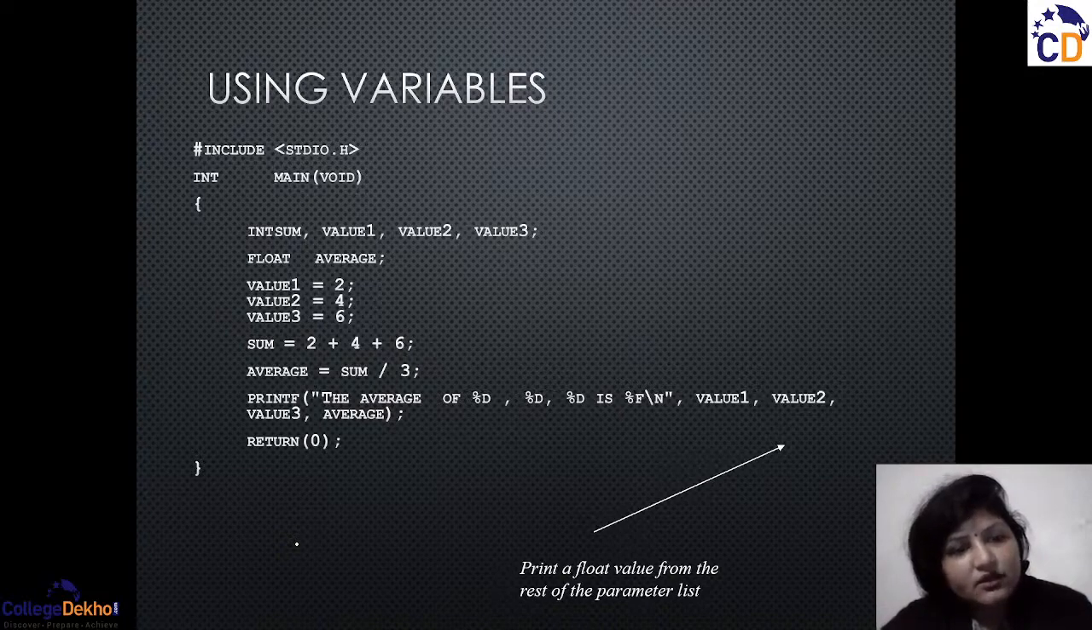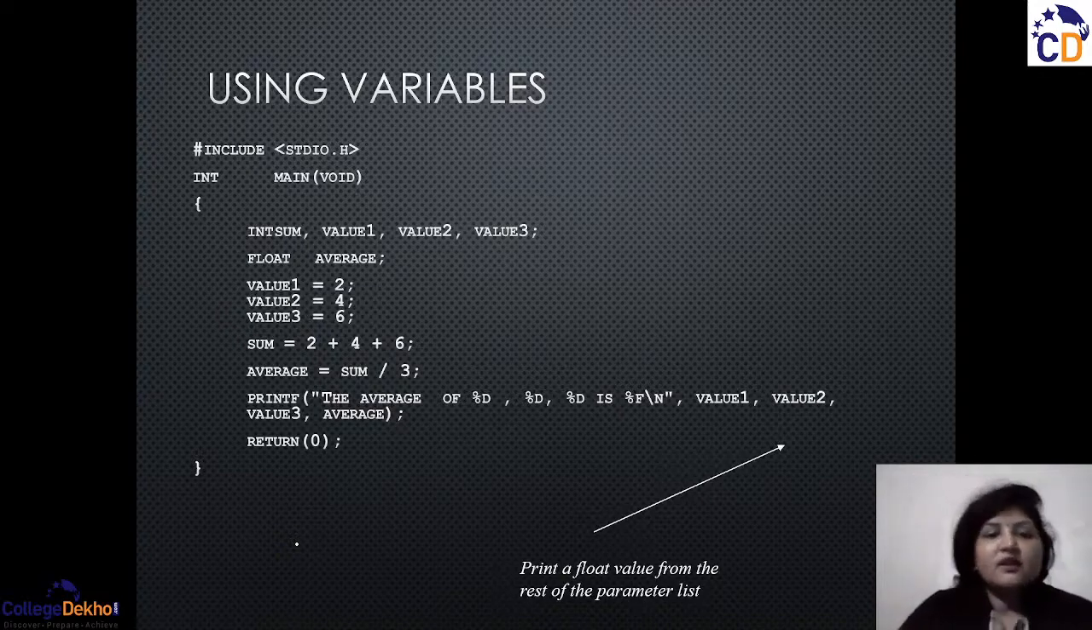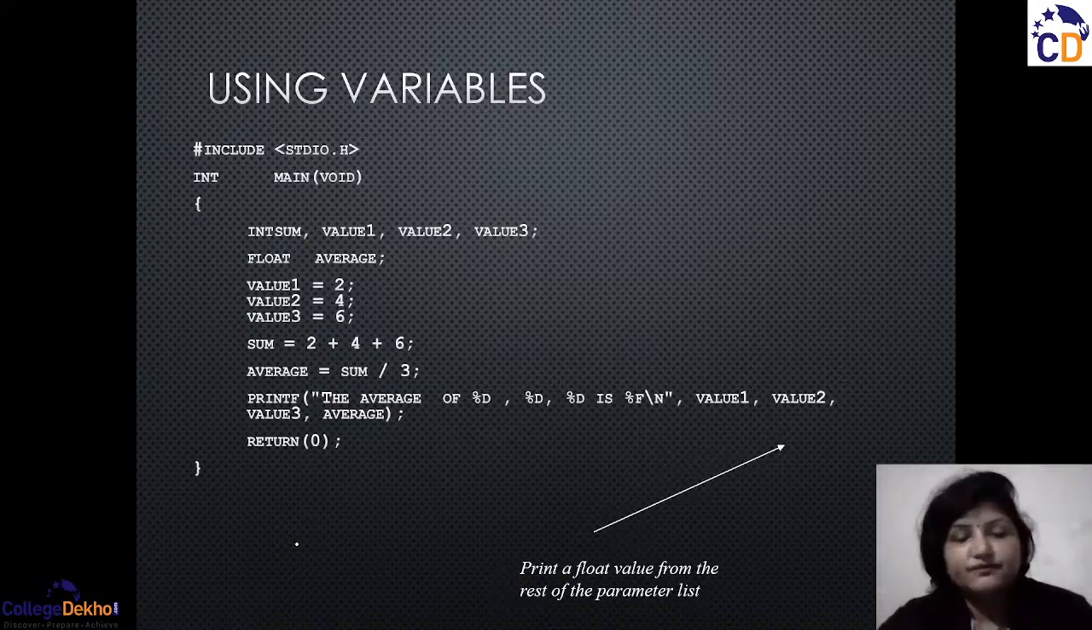Now return 0. Why is it returning 0? Because you have a return type before your main function. You may have void, so you need not return anything. If you are taking the return type of main as int, you need to return 0 for returning an integer value.